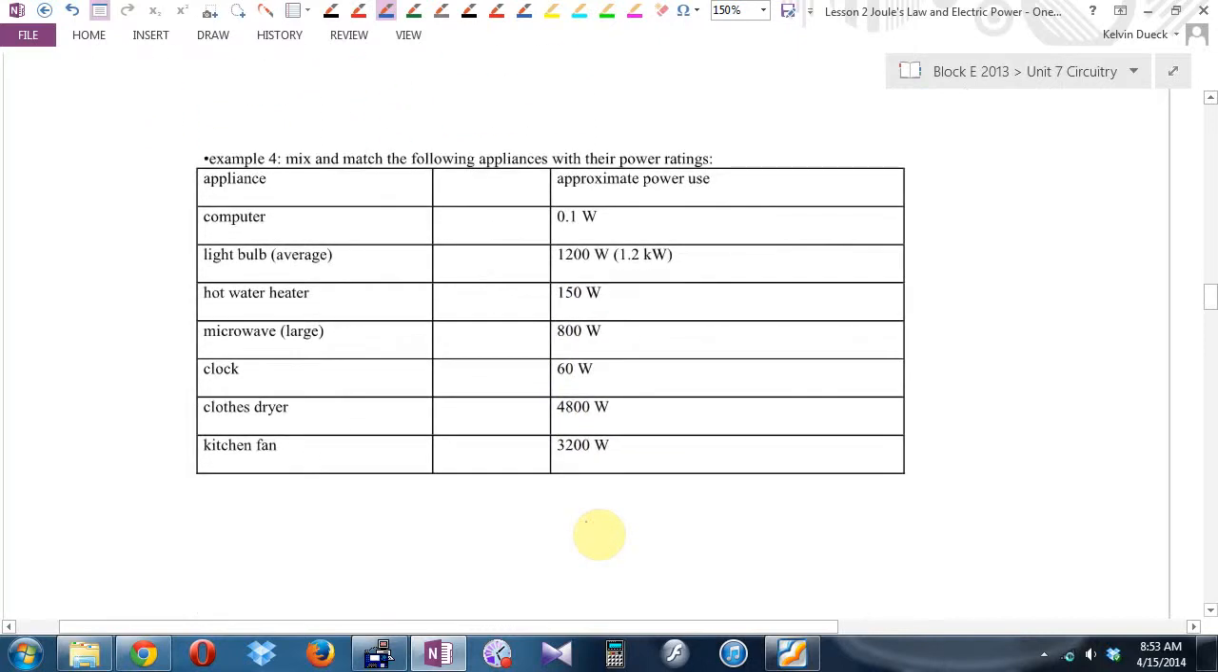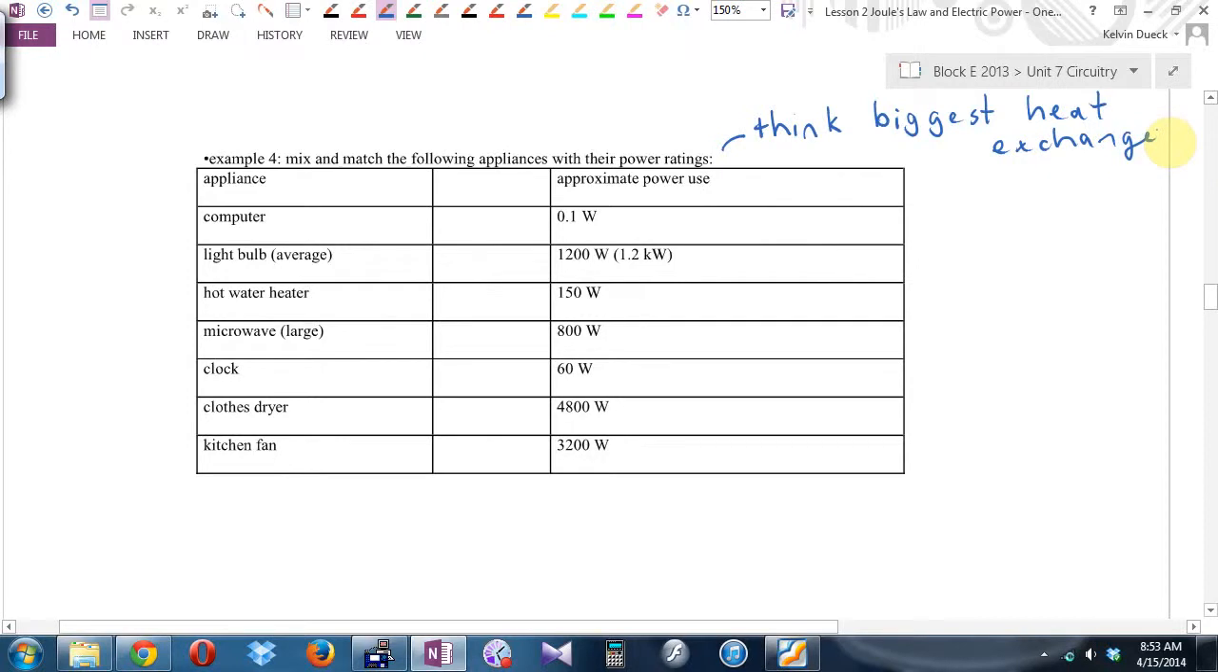It's worth knowing what draws lots of power and what doesn't. If you want to know what draws lots of power, what you really want to think about is heat exchange. What generates the most heat?